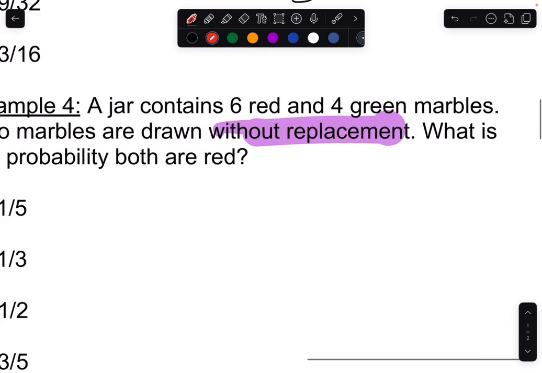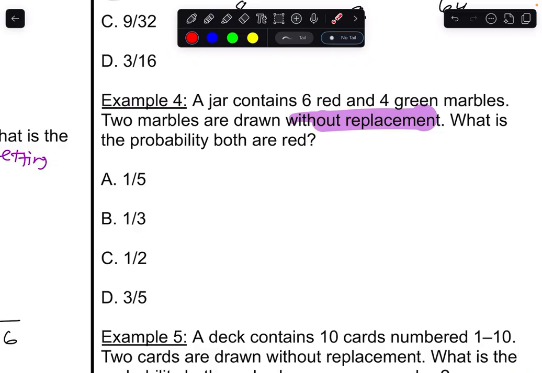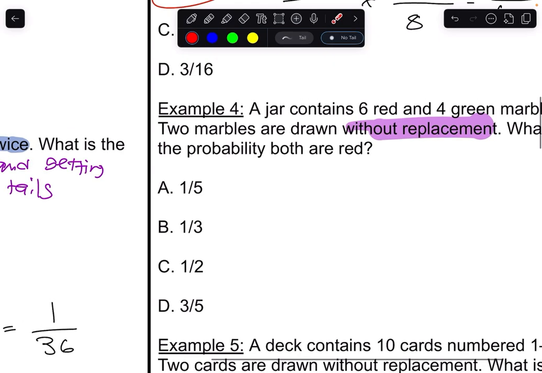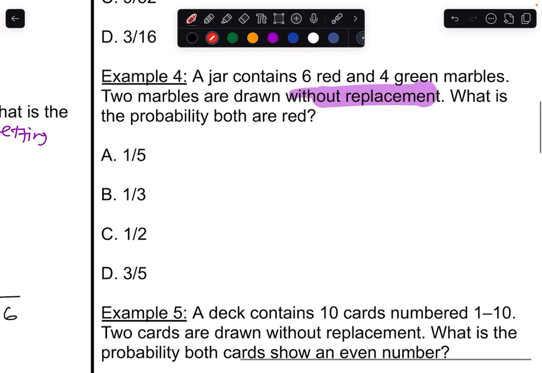So when you read number 4, similar scenario, 2 events. You're drawing 2 marbles. So first draw, second draw. On the first draw, you want red. So you have 6 red and 4 green. So they have 10 total marbles. And you want a red.